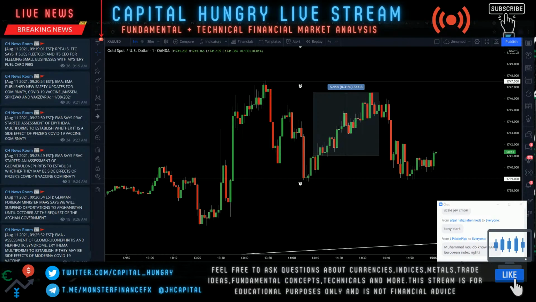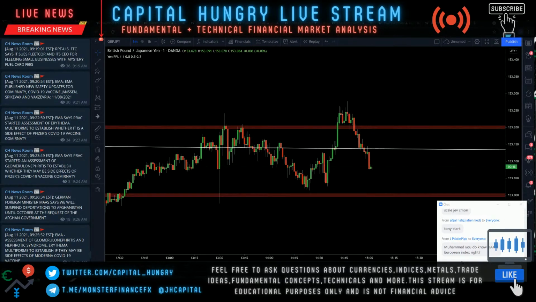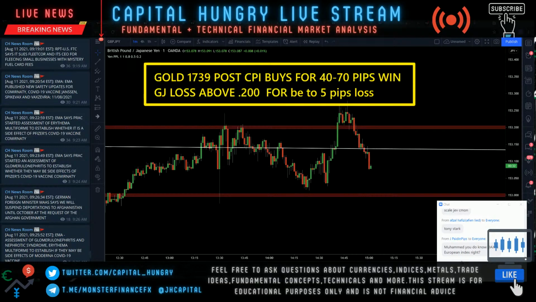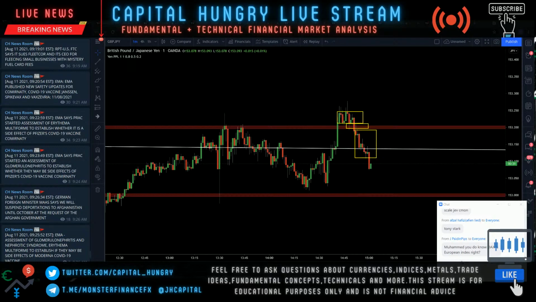Trade number 2 that was called out was GJ buys above 0.200. Here we had nice price action with the break. We had a nice retest here. Then we didn't break those previous highs. We got a mix of bullish and bearish candles, and we trade managed out of that. So any questions?